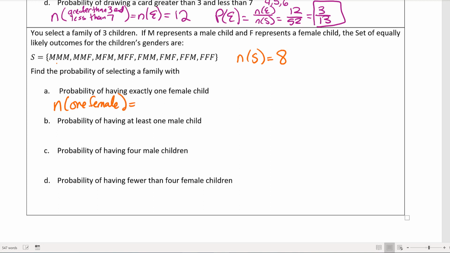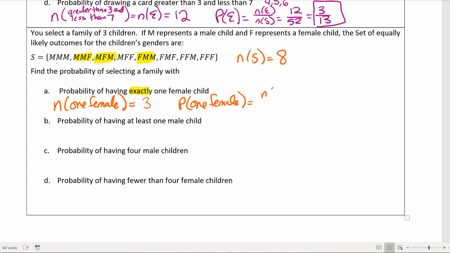So when I look up here, I'm trying to find the families with only one female. So MMF has just one female. MFM has one female. MFF doesn't. That's two females, and we're talking about exactly one female. And then FMM. And that's it. All of the other ones have either more females than one or less. So we have 3.